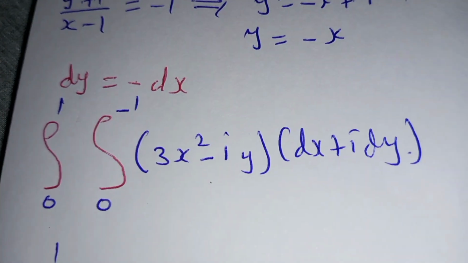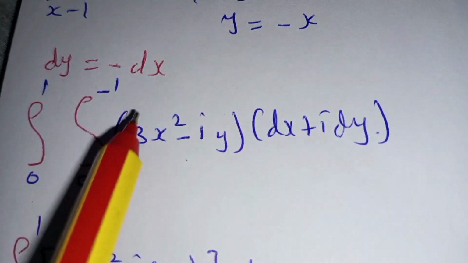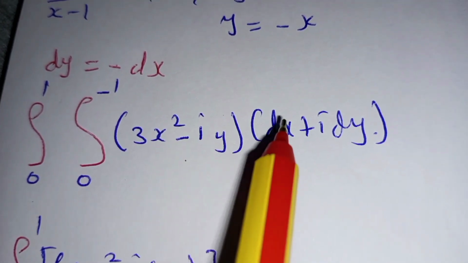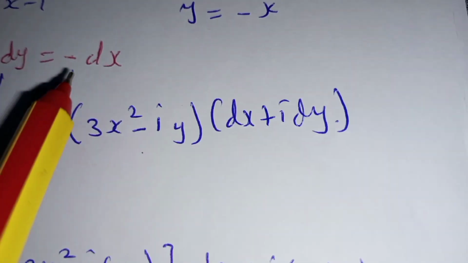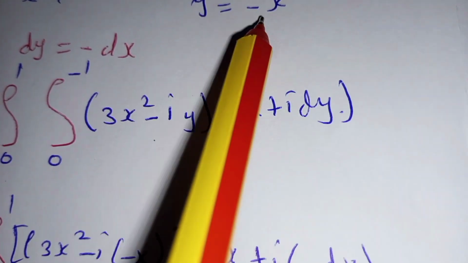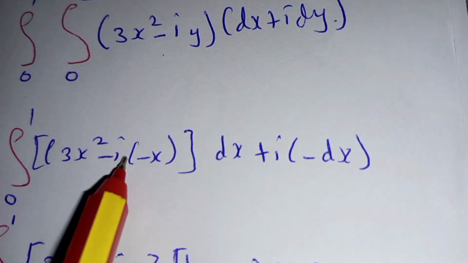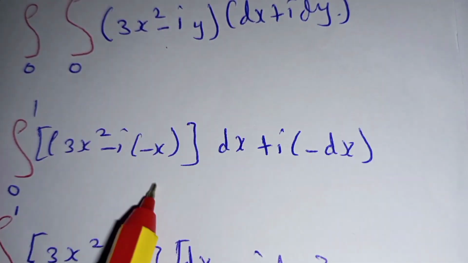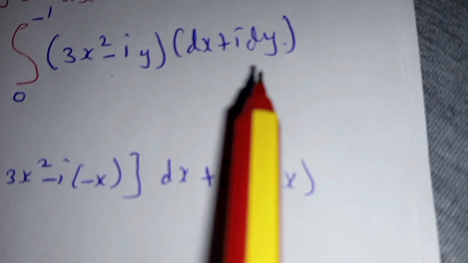So our line integral becomes, from 0 to 1 and from 0 to negative 1, the bracket 3x squared minus iy, into bracket dx plus i dy. So we make the substitution. Instead of dy, we substitute negative dx, and instead of y, we substitute negative x. When you do that, we obtain 3x squared minus i times negative x, and our dy is equivalent to negative dx. That's what we obtain.